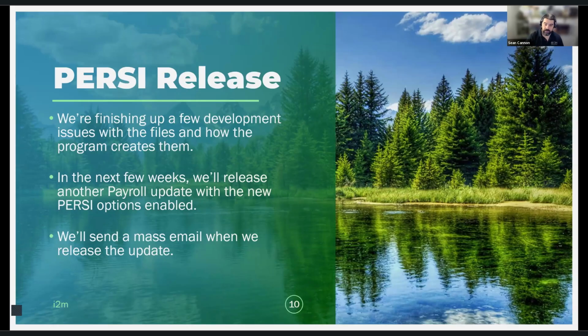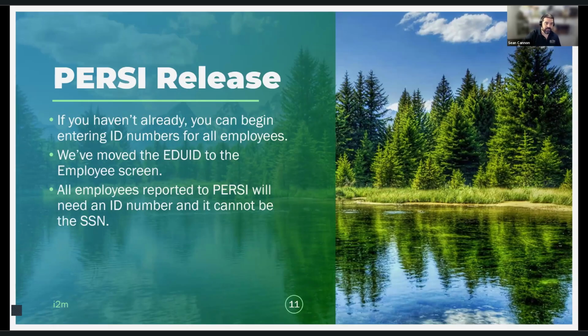So hopefully the timeline doesn't shift again, but if it does, you're all going to have access to the new features. All right, let's talk about a couple of other things related to the new Persy transmittal file. And I'm going to show you the payroll program here in just a second. But one of the things that is an absolute requirement for the new Persy transmittal is that all of your employees need to have a unique ID number.